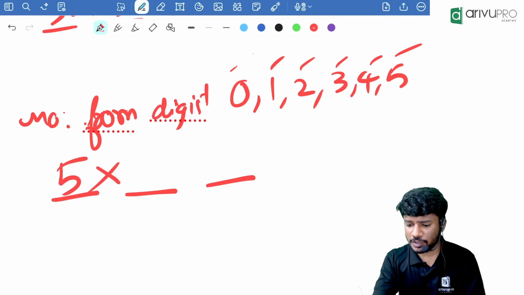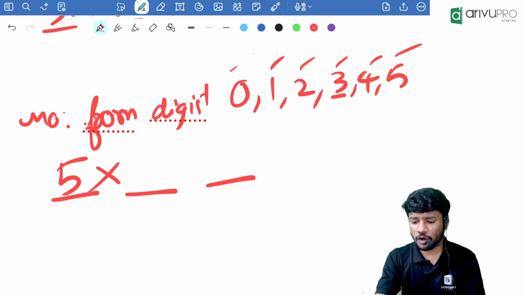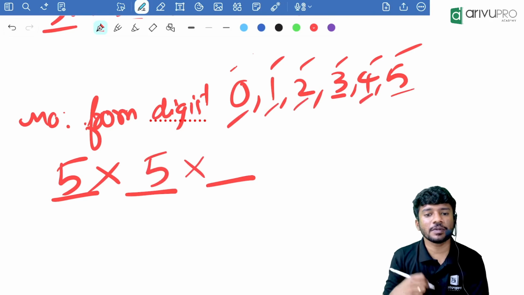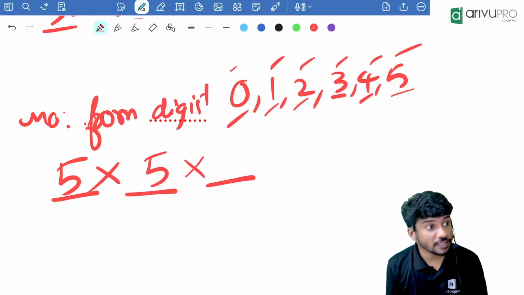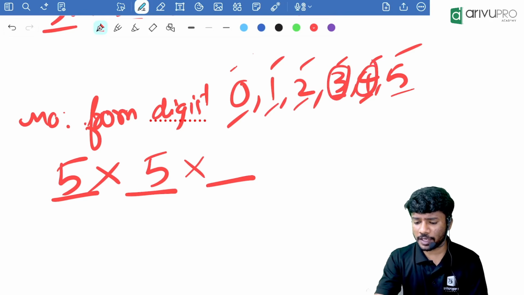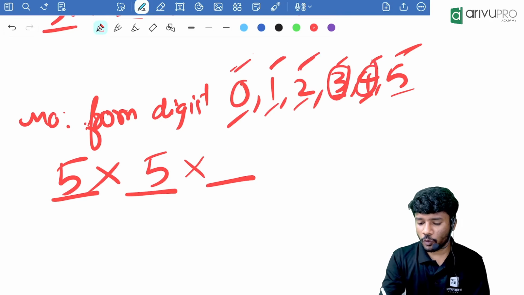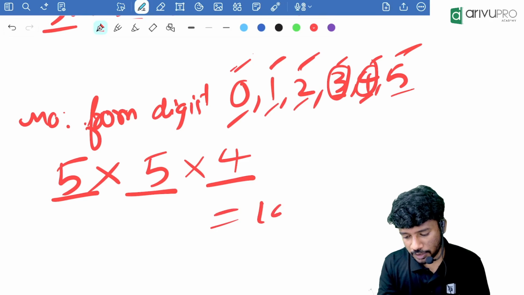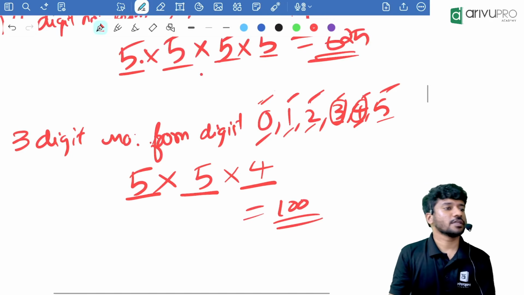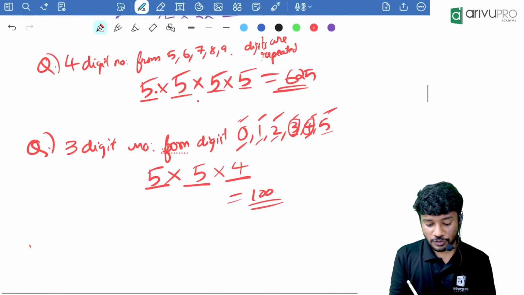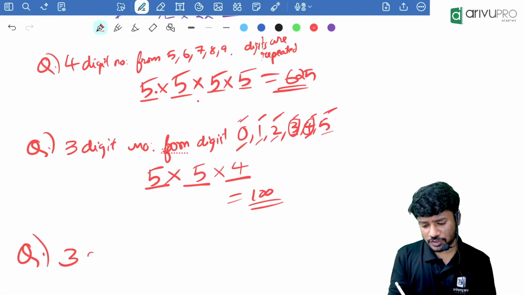Now people, for example, 3 already sat in the first place. How many are remaining? 1, 2, 3, 4, 5 are remaining. So how many people can sit in the next place? 5 can sit in the next place. Correct answer, Sindhu. If 2 people already sat, for example, 3 and 4 already sat, how many are remaining? 1, 2, 3, 4. So 5 into 5 into 4, which is equal to how much? 100 numbers can be formed. I hope everyone understood this. If not also, next question will give you the answer.